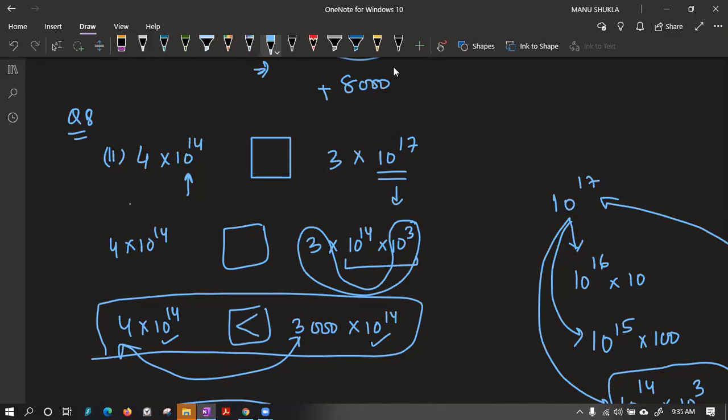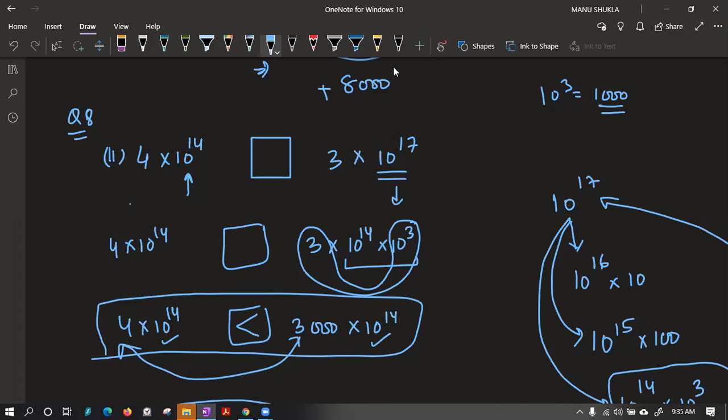So how did it become 3000? Rachit is asking. Rachit, 10 power 3 is equal to 1000, and I have multiplied this 1000 with 3, and that is why I got 3000. Okay, I hope Rachit it is clear to you.